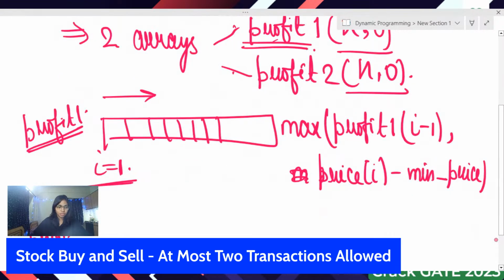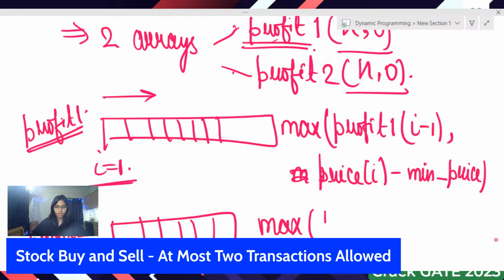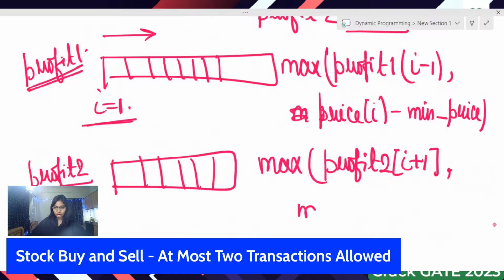In profit 2, similarly, create it of size n. It will have the maximum of either the profit that has already been made previously, or the maximum profit that you are getting, that is the max price minus price of I.